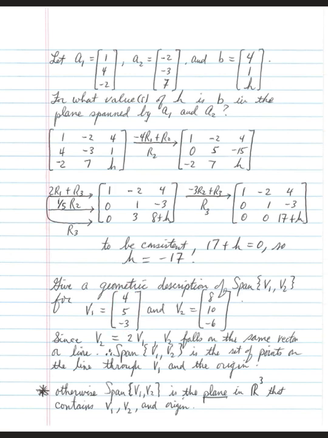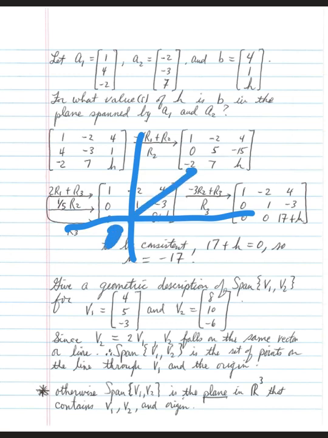Think of it this way. I can't draw a 3-dimensional shape on here, but if you were to, let's see, I'm just going to draw over the top and then erase it. But if you were to go through the origin, V1 would be a vector, let's see, 4, 5, negative 3. Again, I can't draw it 3-dimensional very well on here, but V2, because it's a scaled multiple of 2 from V1, would go the exact same direction and just be twice as long. But they would be on the same line through the origin.